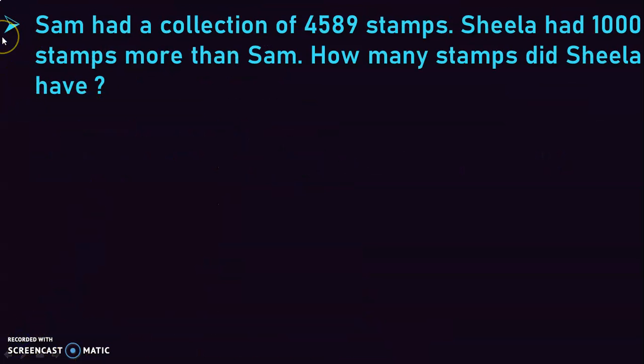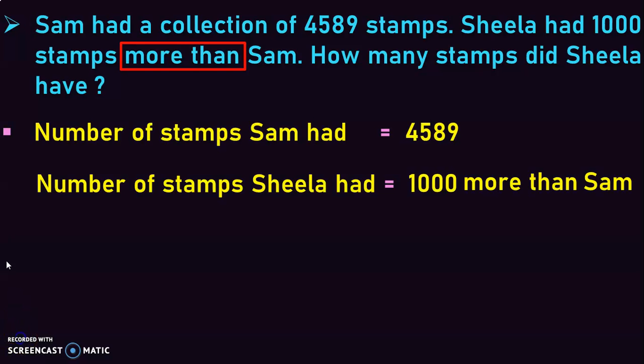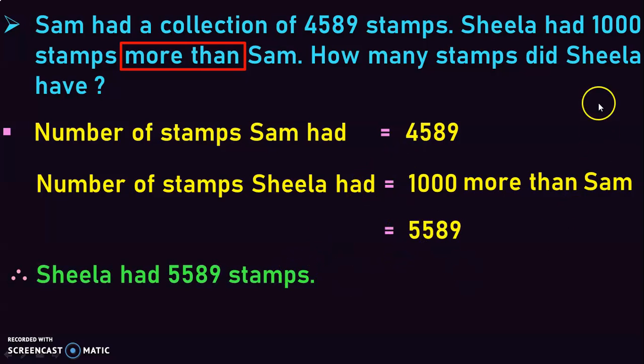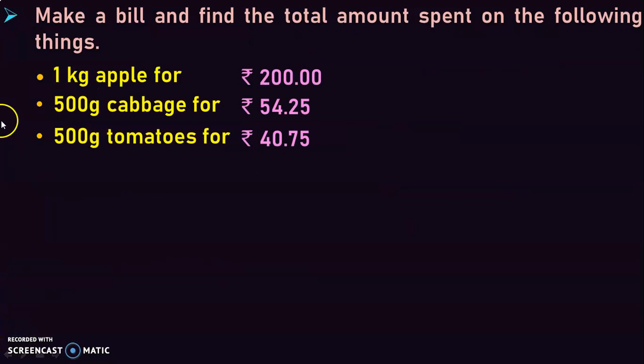The next sum is: Sam had a collection of 4,589 stamps. Sheila had 1,000 stamps more than Sam. How many stamps did Sheila have? I have dealt with the concept of 10, 100 and 1000 more than and less than a number in a separate video, link to which is given below in the description box and also in the iCard section. The keyword in this sum is more than. Write down the statements. Number of stamps Sam had, number of stamps Sheila had, which is 1000 more than Sam. To find out 1000 more than a number, we should look at the thousands place of the number, add 1 to it. So the number of stamps Sheila had will be 5,589.